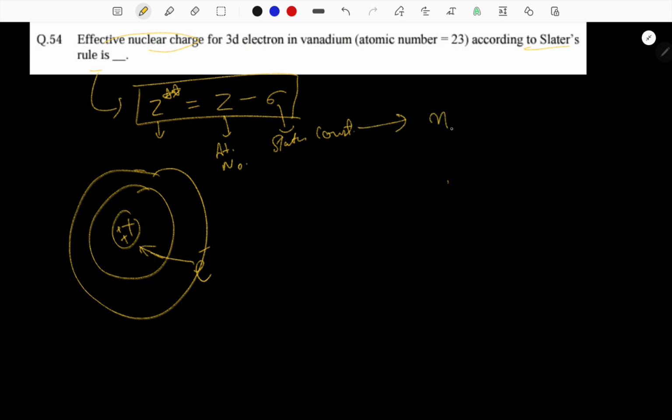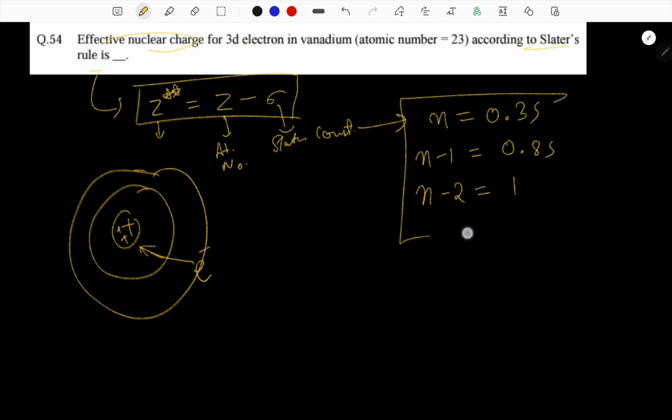For this you have to remember: if the valence shell, or last shell, is n, we multiply all the electrons in it by 0.35. All the electrons in the n minus 1 shell we multiply by 0.85, and all the electrons in the much lower shells we multiply by 1. You have to remember this for doing such questions. So let's take an example.